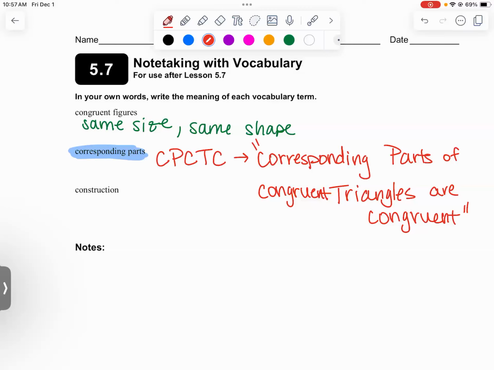If we can show that two triangles are congruent, then we know this side and this side, since they correspond, they're congruent. This angle and this angle, since they correspond, they're congruent. You know what I mean? Yeah. Okay.